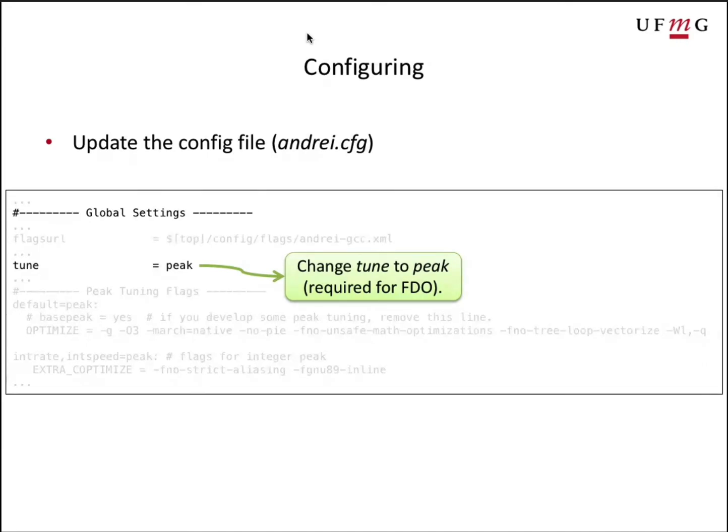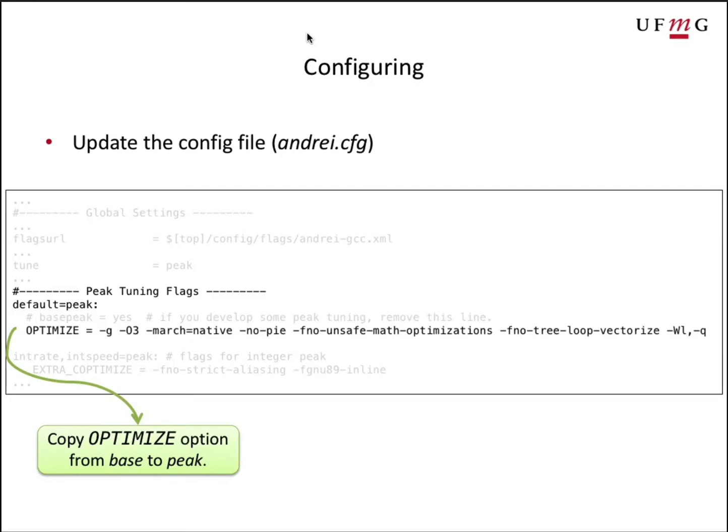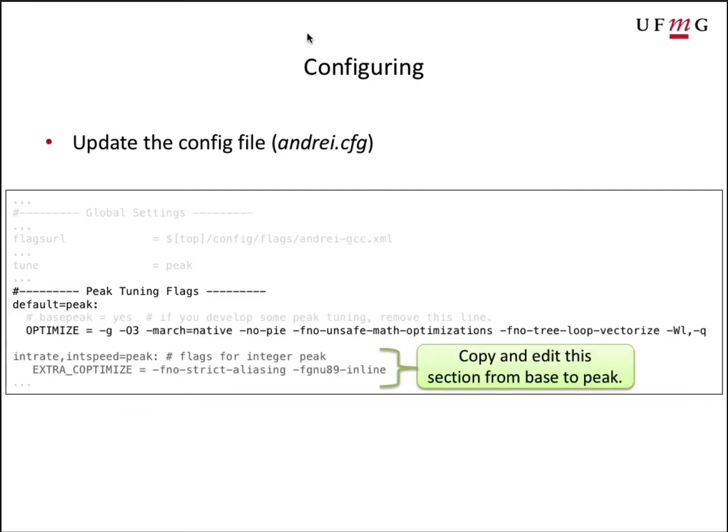Okay, so change of tune, comment, copy, and then add the new flag, and then copy the section as well. Remember, if you copy, it will say base here, you need to change to peak as well.